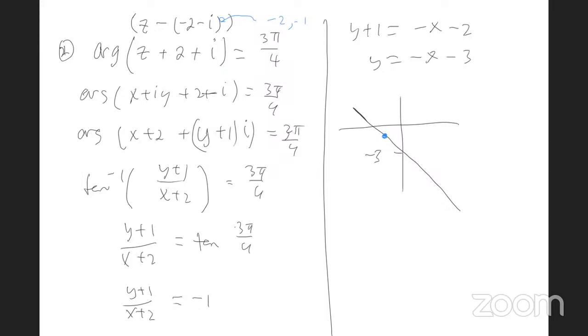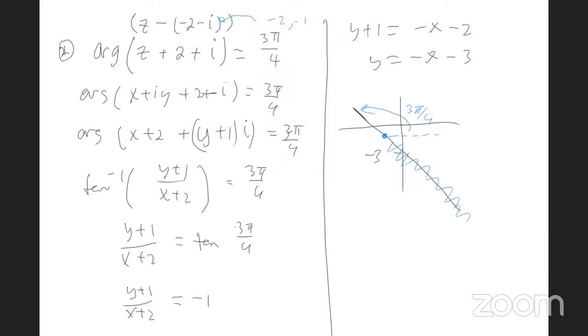So what are you going to do? 3/4 pi is right here. So we're cutting off all of this here. So it's a half line.